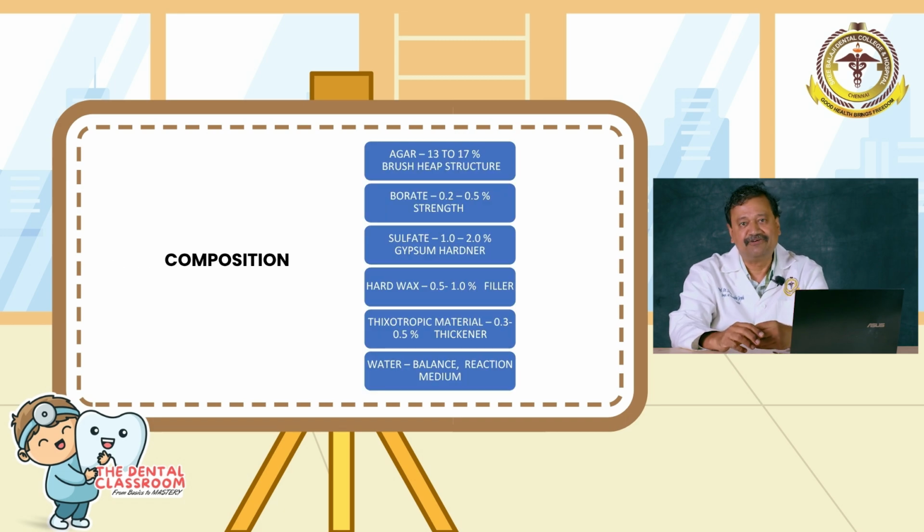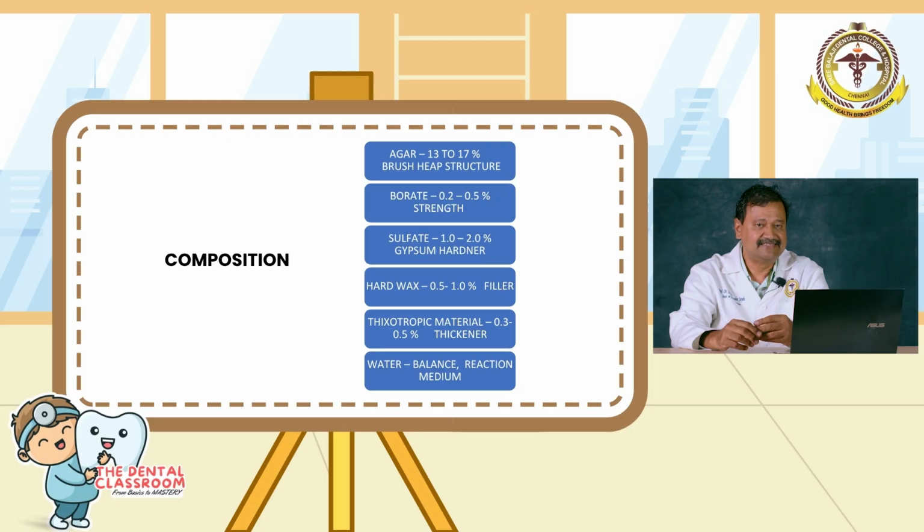What about the composition of agar? Agar has 13 to 17% presence in the material, and this ingredient helps to form the brush heap structure when the material sets from sol to gel state. Borate 0.2 to 0.5%. This gives strength to the set material. Sulfate between 1 to 2%. Sulfate is the gypsum hardener for the material.